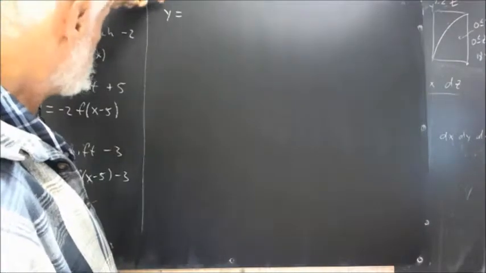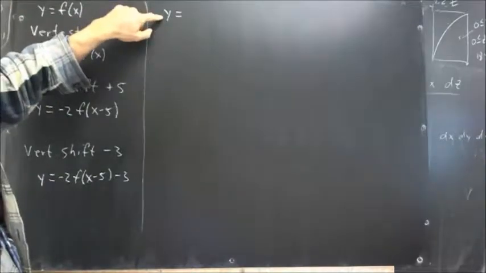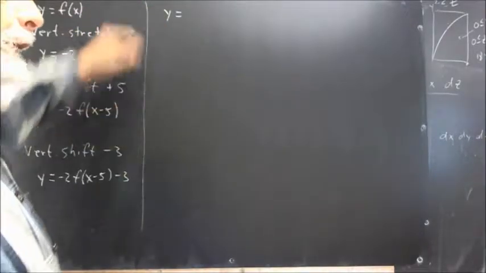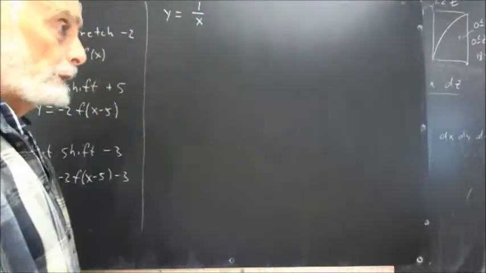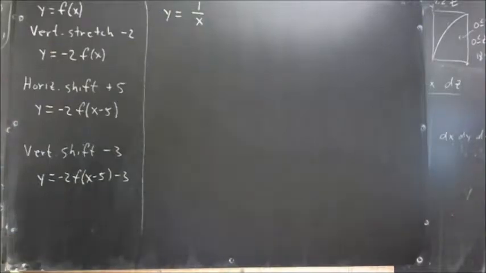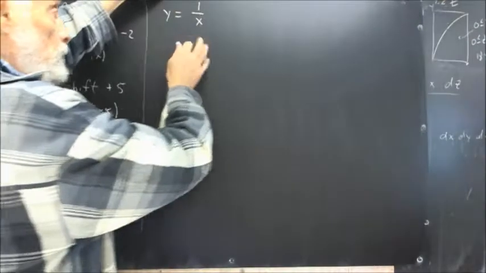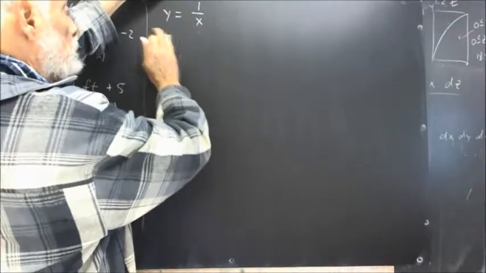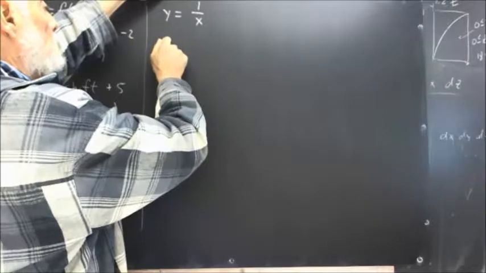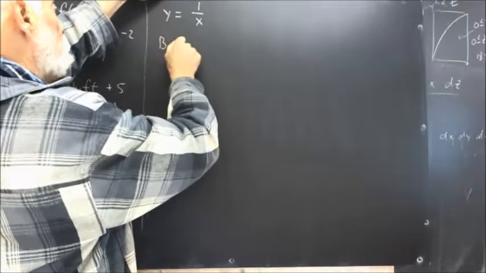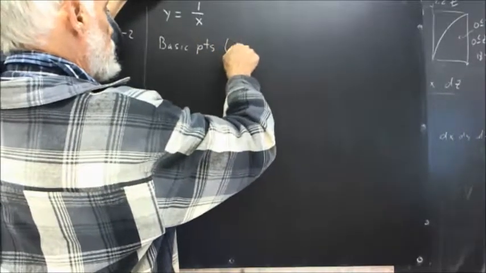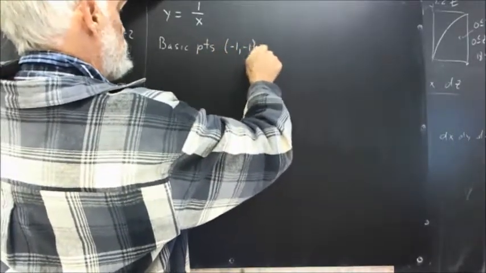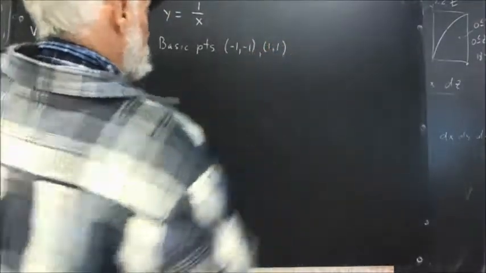Okay, anyhow, we got y equals, let's say, now the reciprocal function. Okay, and let's say we want to do the same vertical shifts and vertical stretches. Well, let's go ahead and give the specifics of the reciprocal function. The specifics are that the basic points are -1, -1, and 1, 1.